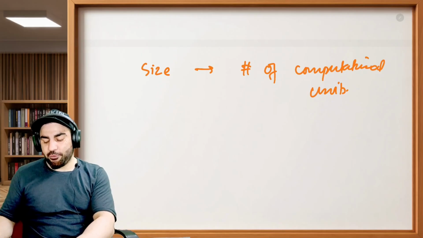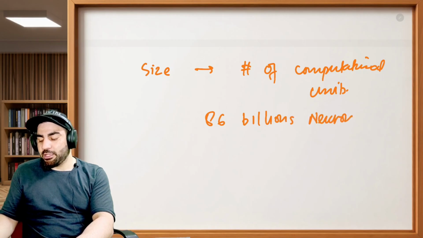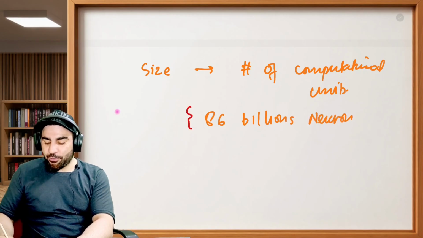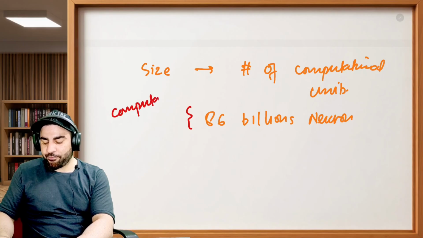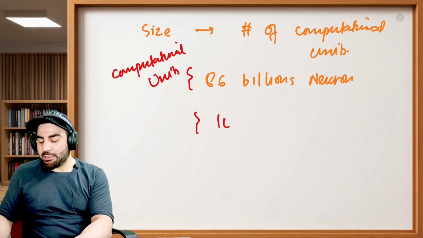If you see a human, a human has 86 billion neurons. Okay, 86 billion neurons. So these are the computational units of a human. Well, how are they connected? They are connected by 100 trillion connections.